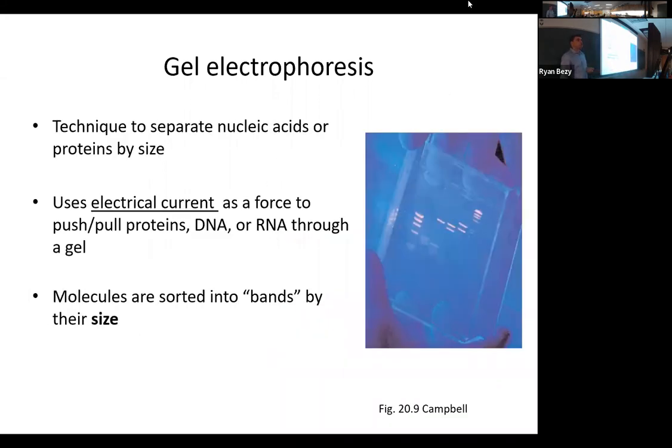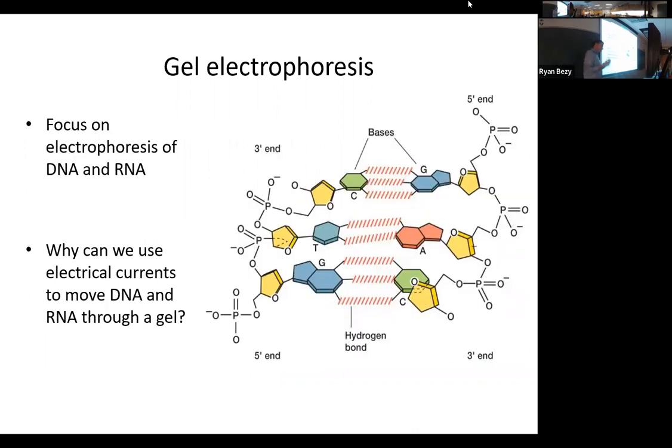Again, we're going to use an electrical current, though, to push/pull the DNA through this. Why can we use electrical currents to move DNA or RNA through a gel? There's something about DNA and RNA that will make it interact with electrical currents and electrical fields. Why would DNA interact with an electrical field if we're looking at the structure of DNA?